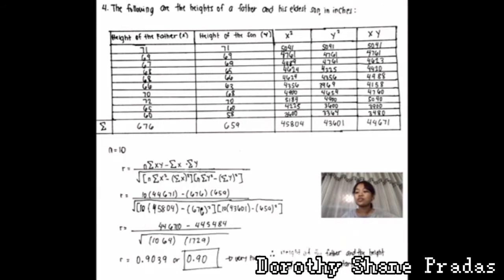Then we proceed to substitute and simplify the values, giving us an answer of R equals 0.90, which is the value of R, indicating that there is a very high degree of correlation between the two variables. Therefore, height is hereditary, which shows that the data supports the hypothesis. That is all for question number 4.